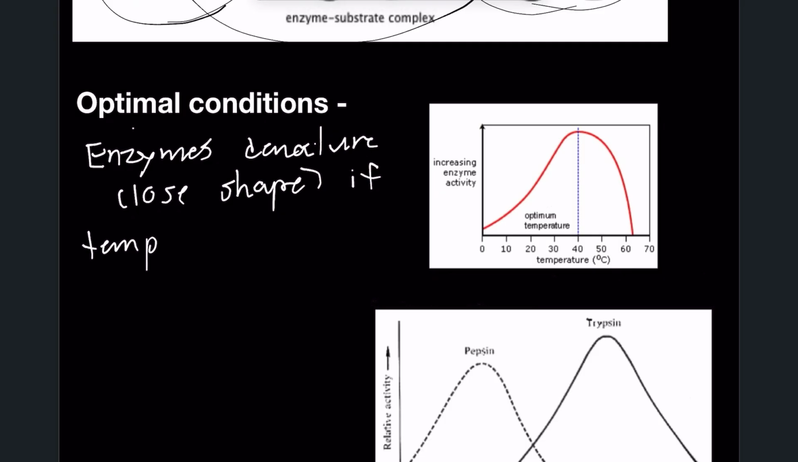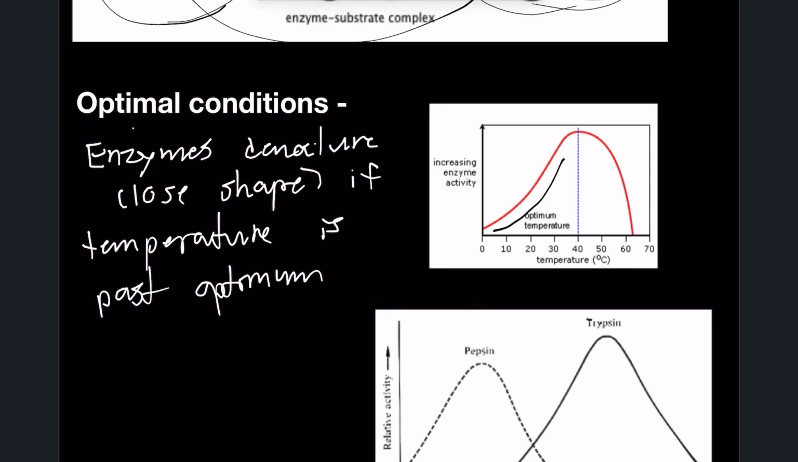So on the right here, we have an example graph. They might ask you to draw a graph like this. What you want to know about these graphs is that as temperature increases towards the optimal, the enzyme activity will also steadily increase. So the closer you get to the optimal, it increases. And then the second you get past it, there's a very sharp decline.